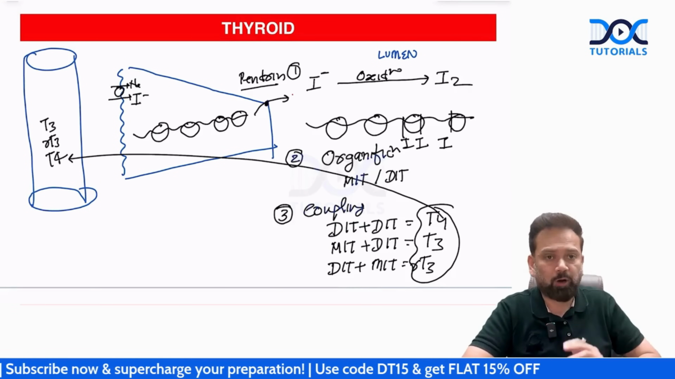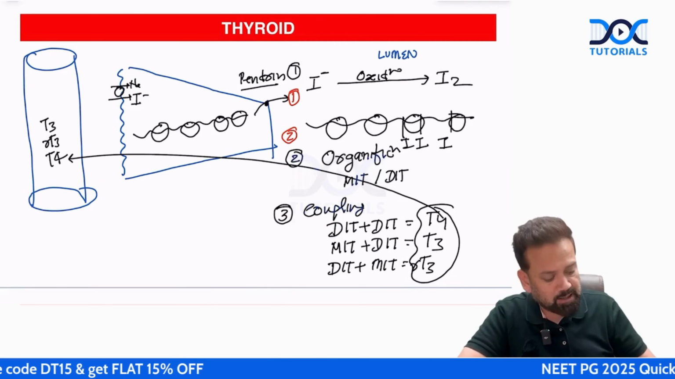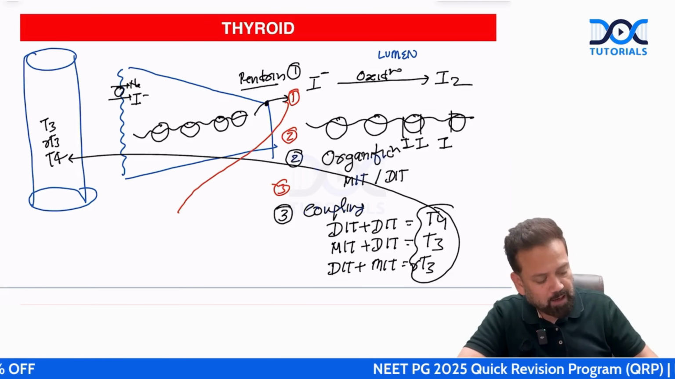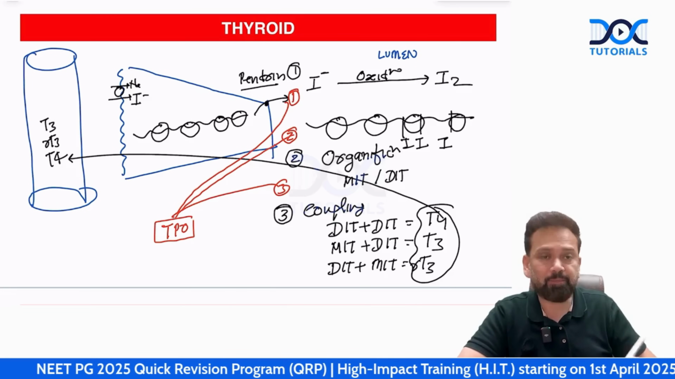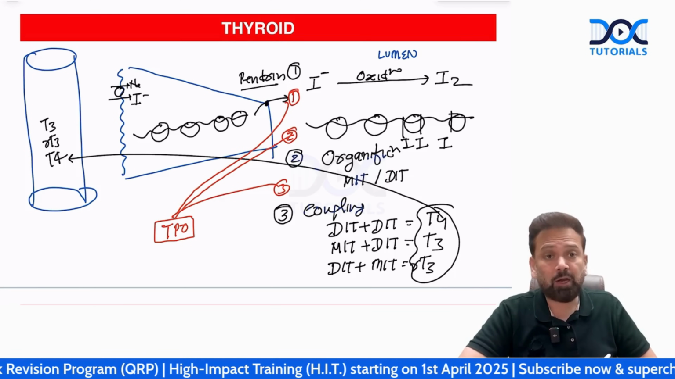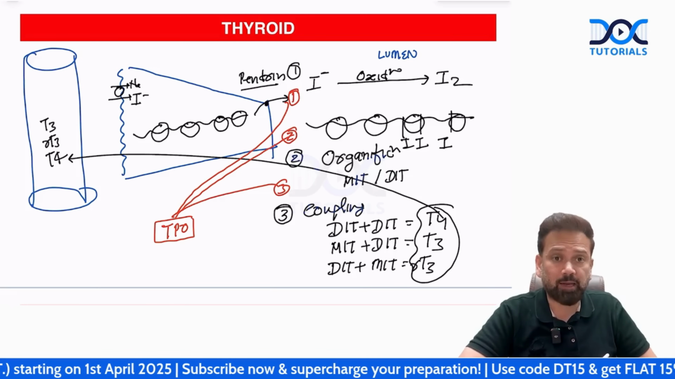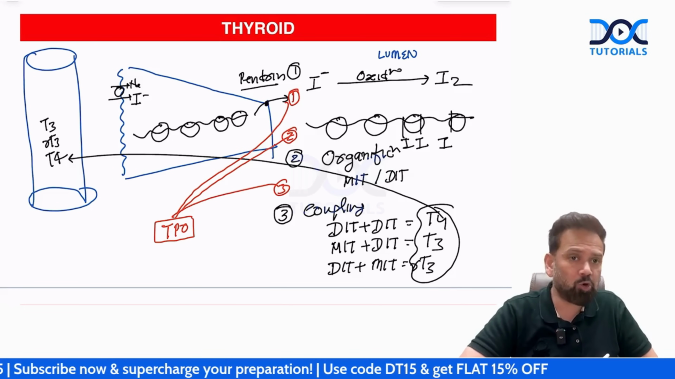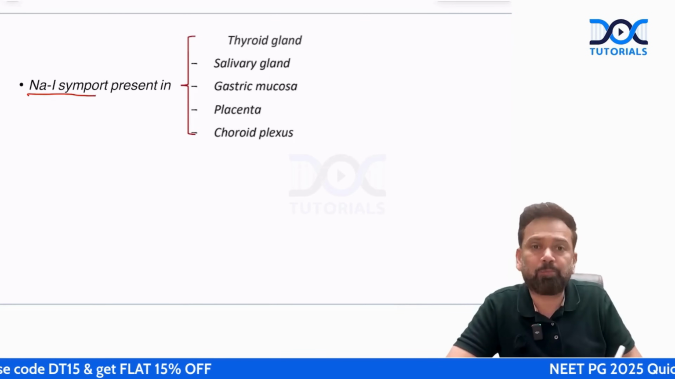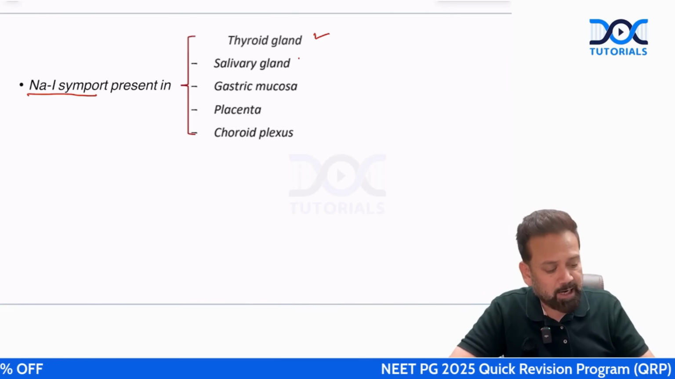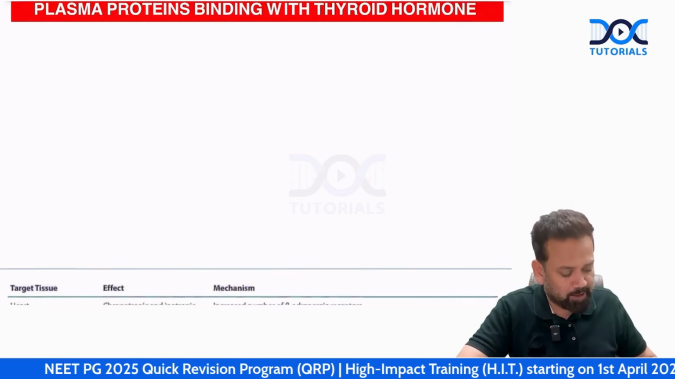And the last point. First reaction is called oxidation. Second is called organification. Third is called coupling. All these three are acted on by which enzyme? TPO, thyroid peroxidase enzyme. That is why we see anti-TPO antibodies in a lot of conditions. In anti-thyroid drugs, they are TPO blockers like methimazole, carbimazole, propylthiouracil. I hope this is clear. Now, the sodium iodide symporter is also present besides the thyroid in the salivary gland, gastric mucosa, placenta, or choroid plexus.